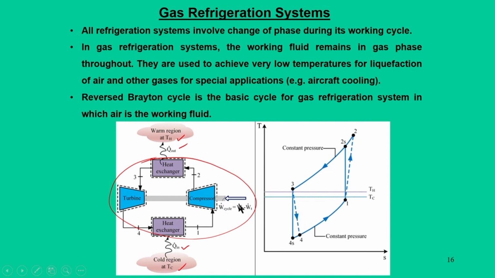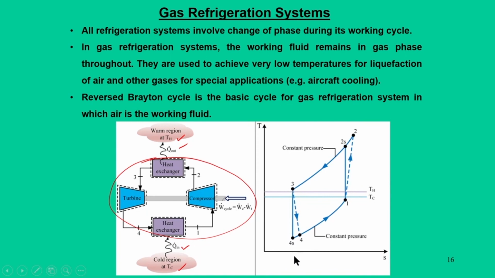is again the expansion process in the turbine. Remember, we use the word turbine in gas refrigeration systems, but in a vapor compression system you use the word expansion valve. That is the basic difference, we must take note of it. So, the process 3 to 4 ideally has to be an isentropic process.